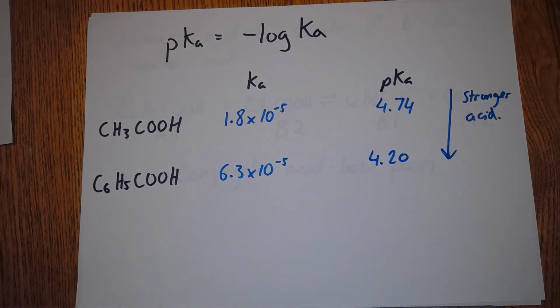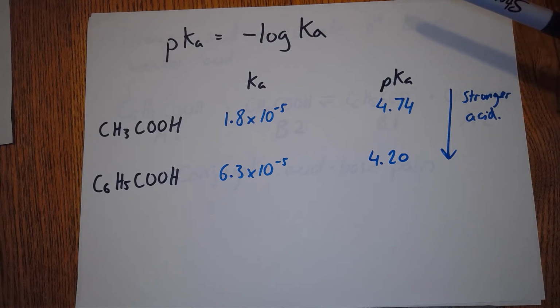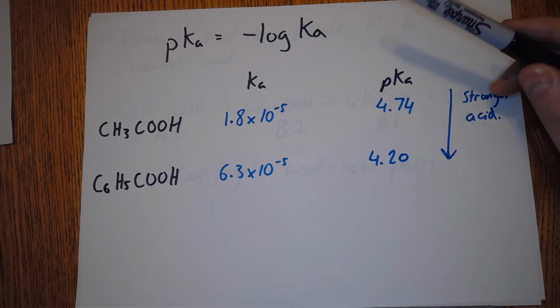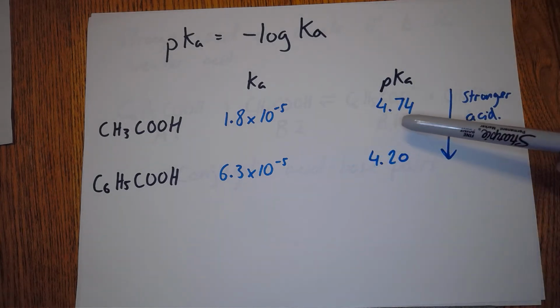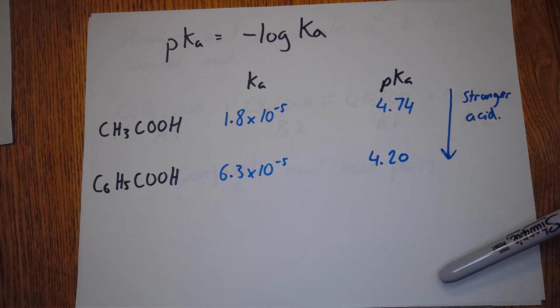We use something called the pKa. The pKa is simply the minus log of the Ka. So that gets rid of the minus number, and the log gets rid of the 10 to the power. So for example, 1.8 times 10 to the minus 5 becomes 4.74. This number here becomes 4.2.